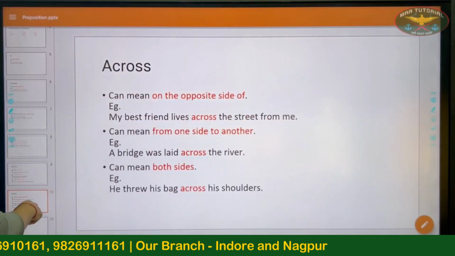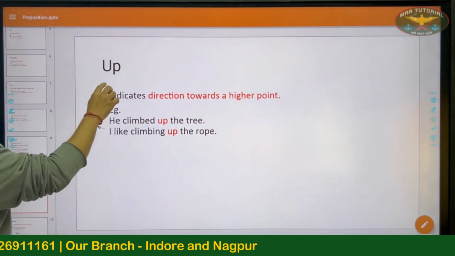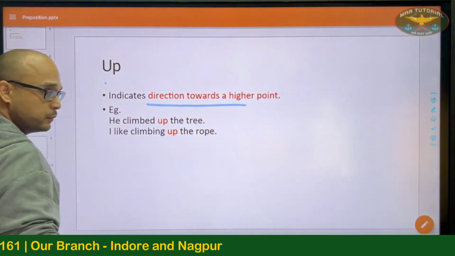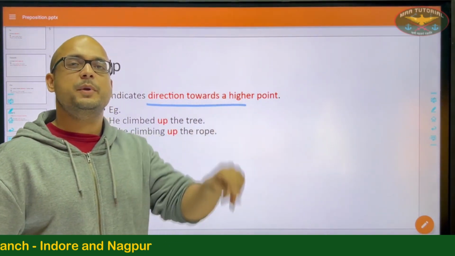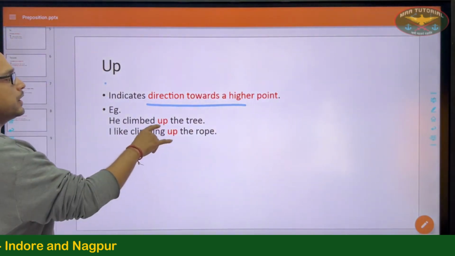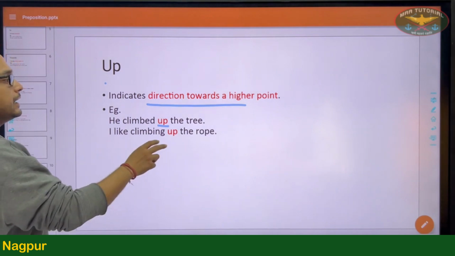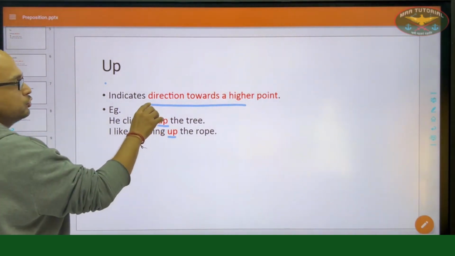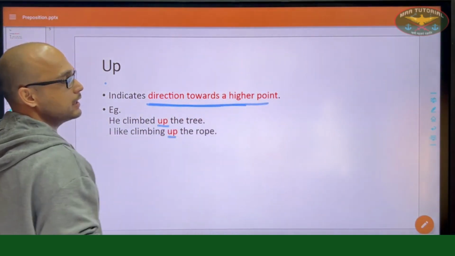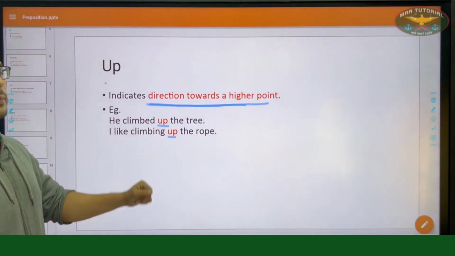Let's move on to our next preposition of direction, up. Now up indicates direction towards a higher point wherever we are. If we talk about a higher point from that place, we use the preposition up. He climbed up the tree. I like climbing up the rope. So up is used to talk about the direction towards a higher point. Wherever we are, if we want to talk about a direction towards the higher point, we will use the preposition up.